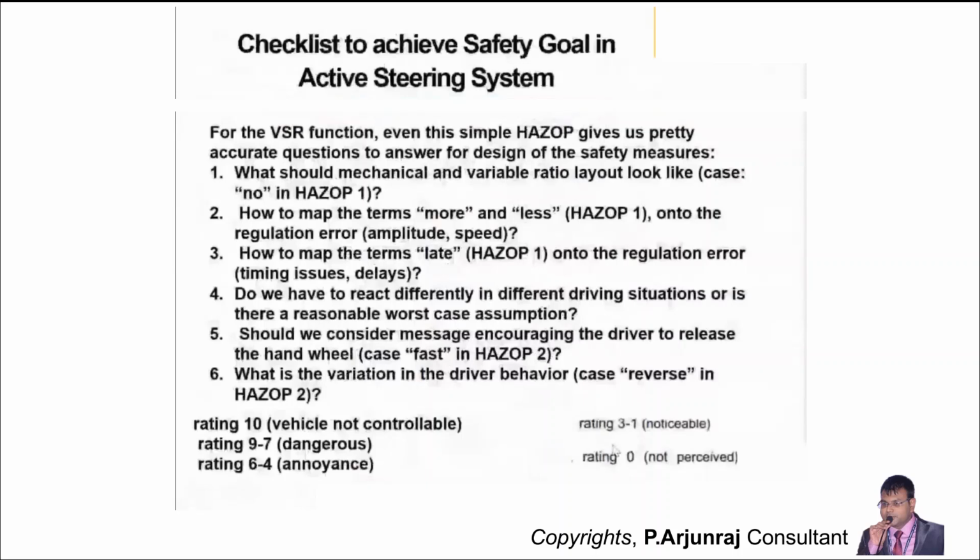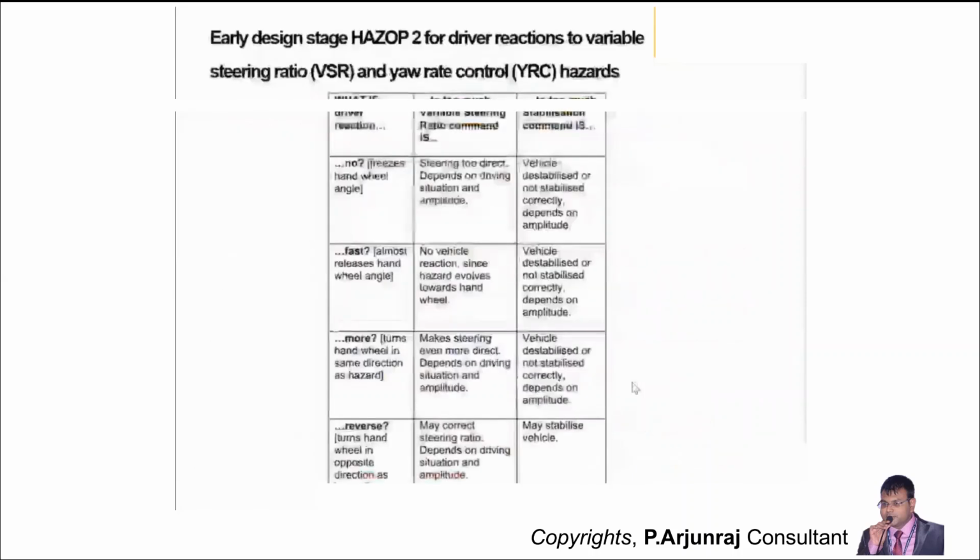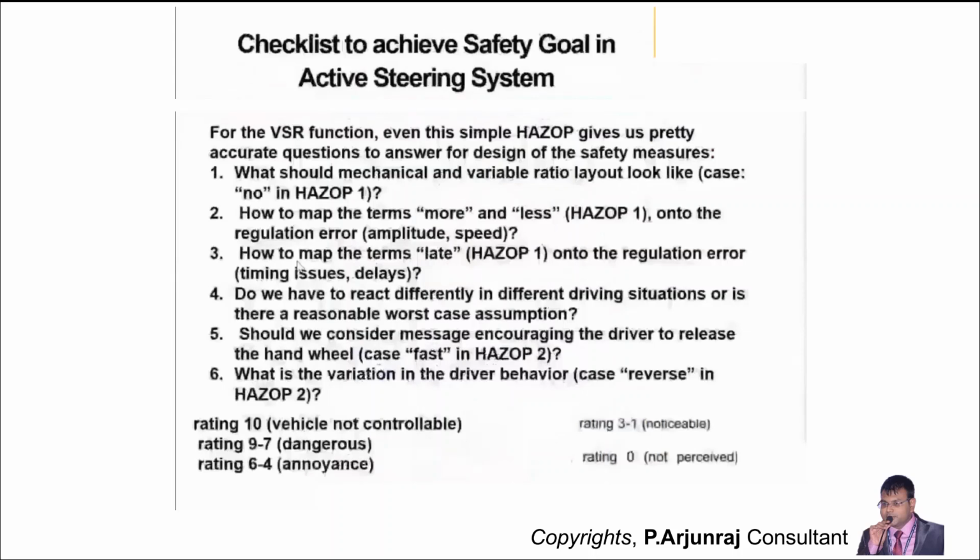So this is the checklist that you need to look at. We have seen two asserters operability, one and two. One is related to the command VSR and YSR to stabilize the vehicle, and based on that, also the asserters operability two parameters, considering how the driver should react for your variable steering ratio or the VRC. So this checklist needs to be taken care of. What should be the one with respect to the SRS layout or the VSR or OSR layout, all this needs to be considered, and how to map the terms in the case of the SRS operative one table onto the regulation error, and how to map the late onto the regulation error, timing issues. All this needs to be taken care of as a part of your system design as well.